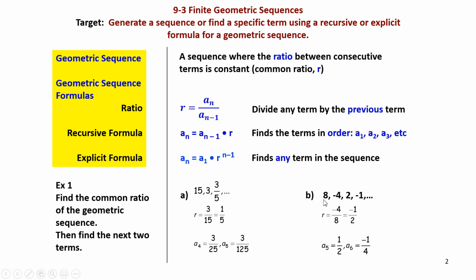All right, so my common ratio here is -1/2. I took the second term, -4, divided by 8. I got -1/2. To find the fifth term, I'm going to take the fourth term, -1 times -1/2 is +1/2. And +1/2 times -1/2. -1 times 1 is -1. 2 times 2 is 4.